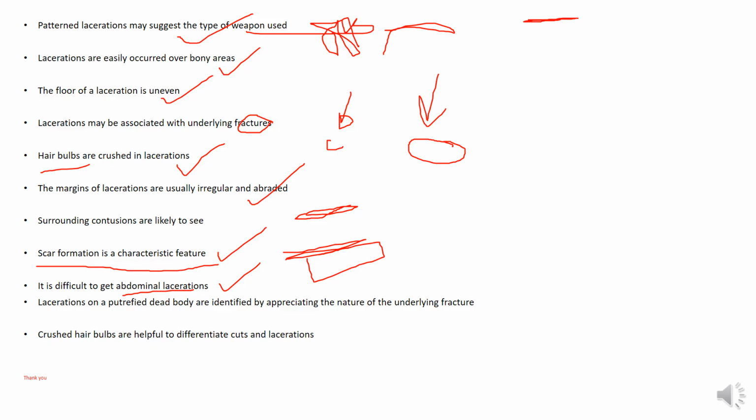Lacerations on a putrefied dead body are identified by appreciating the nature of the underlying fracture, as I have explained earlier, right? The underlying bone should be cut with a cut injury, right? So superficial injury may be destroyed by the effects of putrefaction, but by appreciating the underlying bones and other features, we can opine about the causative weapon. Crushed hair bulbs are helpful to differentiate cuts and lacerations. Yes, definitely. Thank you then.